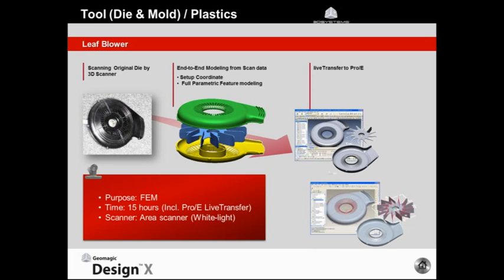This was another sample for assembly. So for example, we got this complete foot of a lawnmower, or leaf blower in this case, and we took it apart and we scanned every piece of it and then reverse modeled it, and in Design X we could check whether it fits together again. Get the interfaces between the upper and the lower part correct, and then transform it to Pro Engineer in the live transfer.